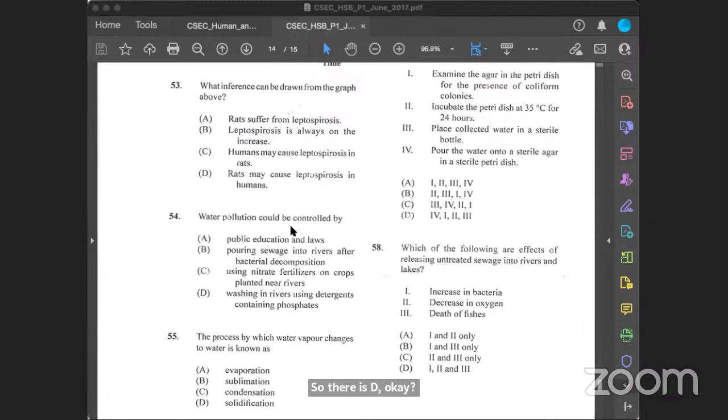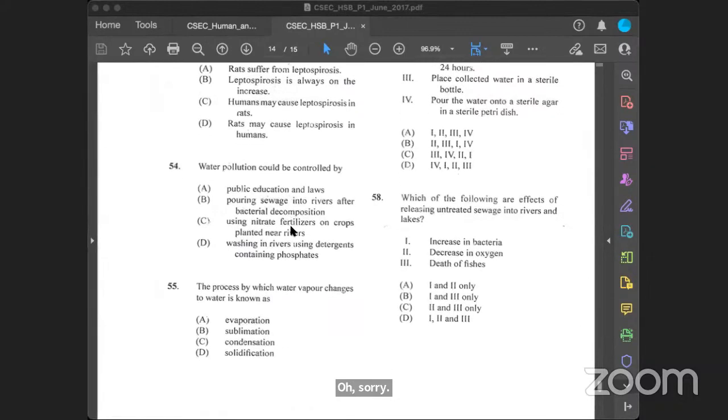Water pollution could be controlled by what? C. So you're saying C? I think it's A, sir. The answer is A. Oh, sorry, I read the question wrong. You clearly didn't read the question at all.